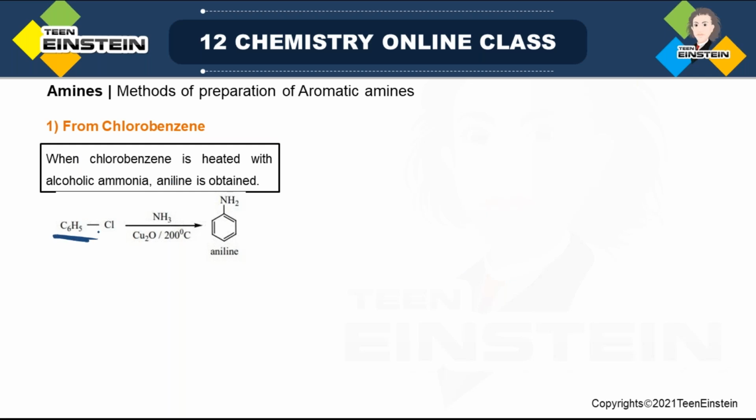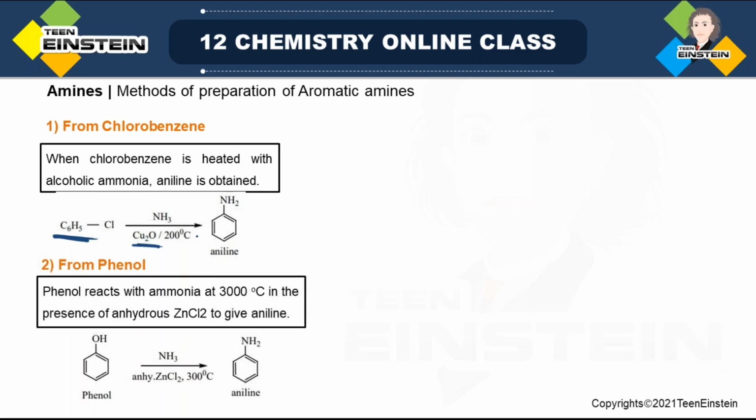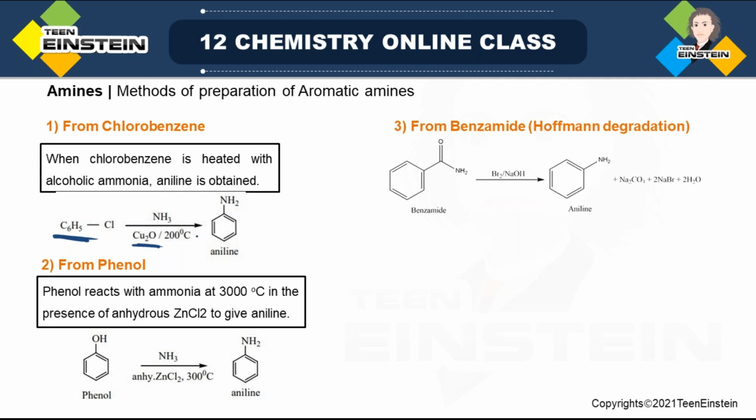And what we are doing for insertion of NH2 group, we are heating it with alcoholic ammonia, not aqueous, alcoholic ammonia. And here we have also used cuprous oxide, Cu2O, copper plus 1 state, and temperature is 200 degrees centigrade. So we are getting aniline. Starting material chlorobenzene, product is aniline. If starting material is phenol, that is also possible. Now phenol is reacting again with ammonia, but temperature compared to the previous equation, now it is very, very high. And you are also using anhydrous zinc chloride. Fine. And we are getting aniline. So this is the second method by which also aniline can be produced.